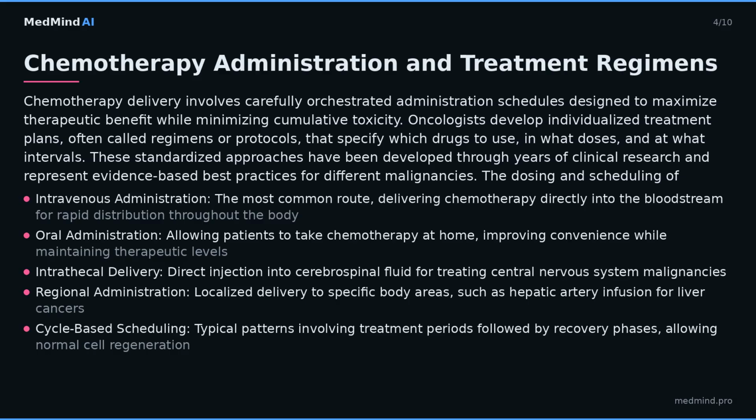Key points: intravenous administration, the most common route, delivering chemotherapy directly into the bloodstream for rapid distribution throughout the body. Oral administration, allowing patients to take chemotherapy at home, improving convenience while maintaining therapeutic levels. Intrathecal delivery, direct injection into cerebrospinal fluid for treating central nervous system malignancies. Regional administration, localized delivery to specific body areas, such as hepatic artery infusion for liver cancers.